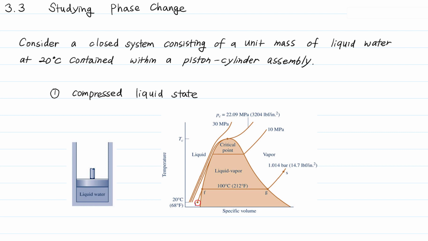Consider a closed system containing water. Assume the piston is weightless and free to move without friction. The system is under atmospheric pressure, 14.7 psi or 1.014 bar. So water is initially in a liquid phase. On a TV diagram, it's here, at point L. As the temperature is slowly heated under the constant pressure, it moves along the line from L to F.